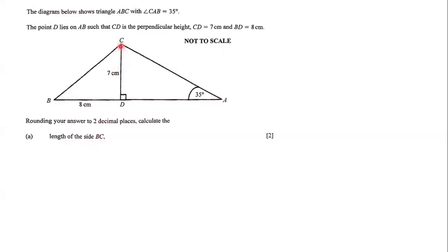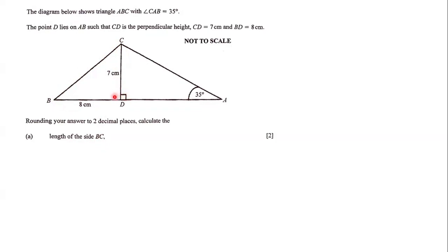And so here we have BC. BC is the length we have to determine. We have to determine what is the length of side BC. Now, we are dealing with a right angle triangle. And we know that it's a right angle triangle because here, this is 90 degrees.